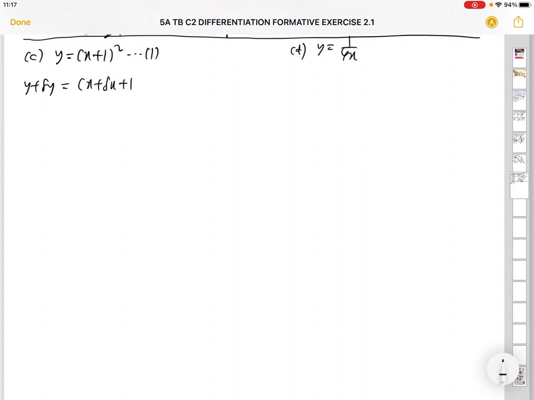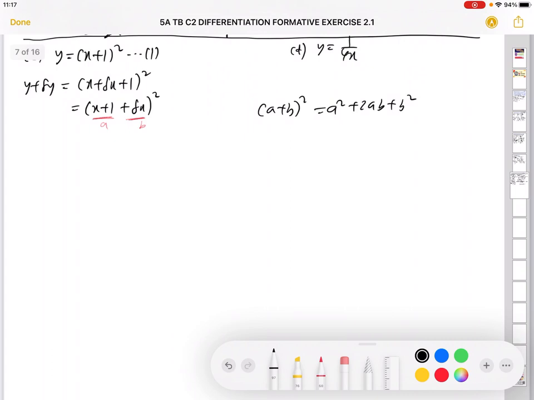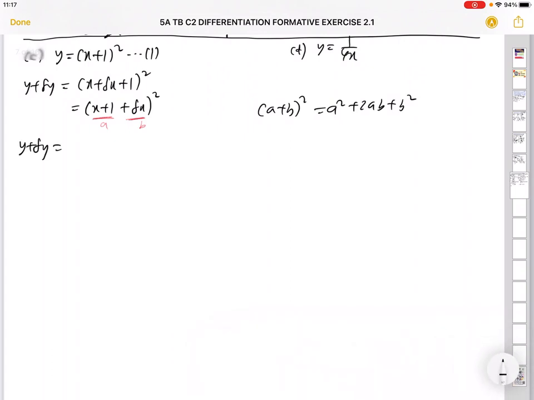Now, I think it's actually easier to switch this position. We know that when you expand (a plus b) squared, you should get a squared plus 2ab plus b squared. Now this will be your a, this will be your b. So when you expand, your a is now x plus 1, squared, then 2ab, and your b squared. So this will be my equation 2, right? It's actually easier that way, so that I don't have to expand the entire bracket.